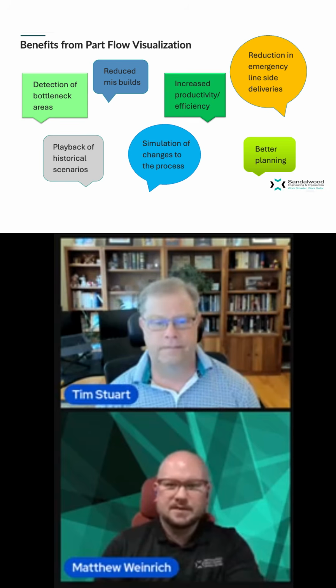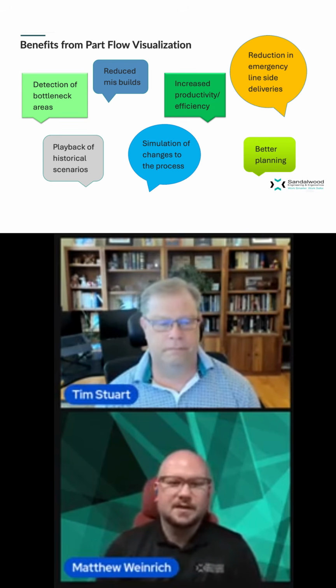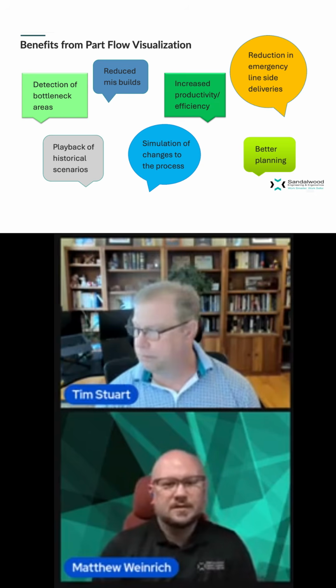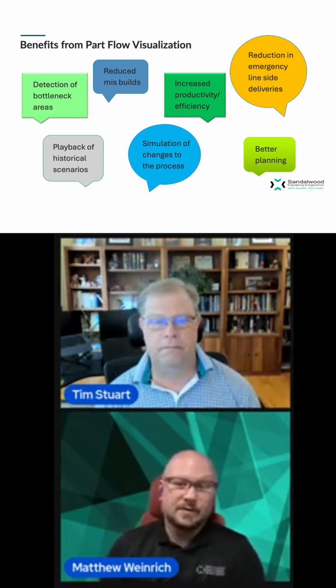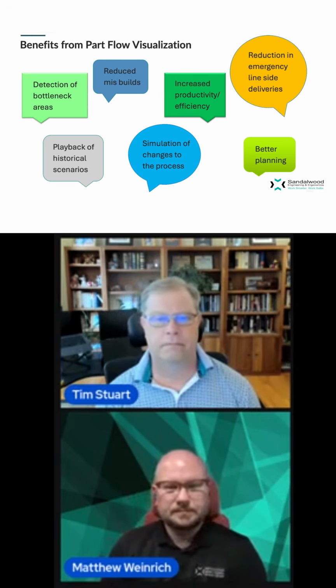When there's complexity of part types, workstations will inevitably need deliveries of components. So being able to see where different types of parts are on the line allows everyone on the plant floor to be more prepared for these delivery needs rather than needing to react and potentially stop the line when the need comes up. So that's reducing the emergency line-side deliveries.